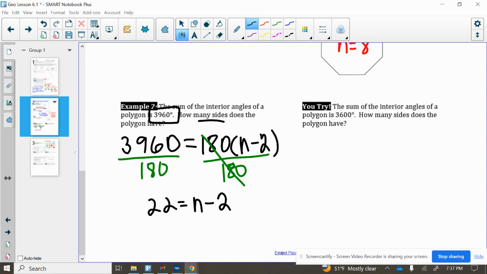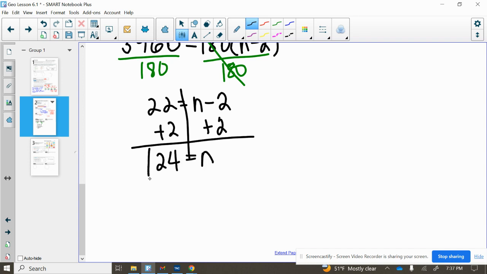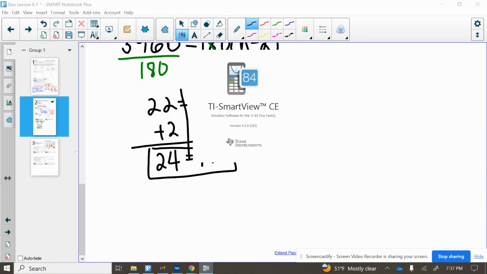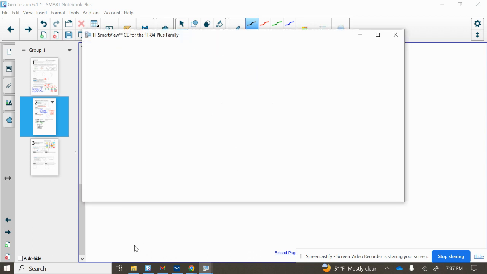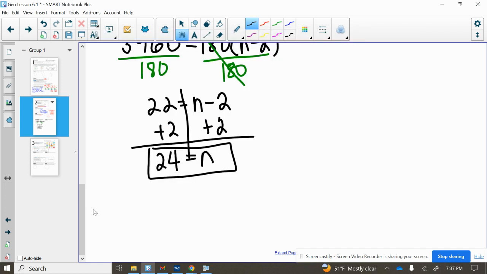Now, reminder, we want to make sure that we are getting n by itself. So we would add the 2 to both sides, so our number of sides is actually 24. Now, you can always check your answer as well on this, that if you plug back in the number of sides you found, you should get your starting amount. So 180 times 24 minus 2 is that starting sum of 3,960. So we can double check, but that is the correct answer.